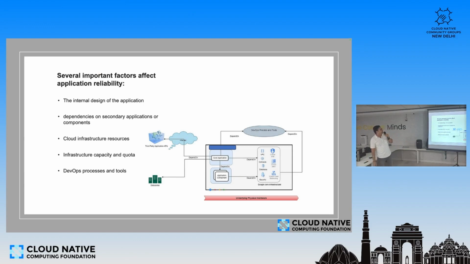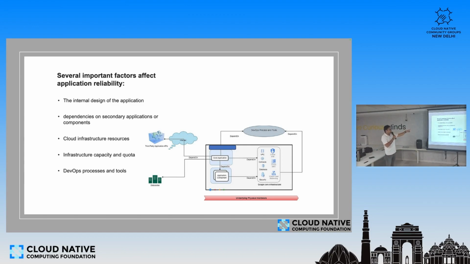Okay, these are the several factors that affect your application reliability. If you see here, there is a core application which is in the cloud, and there is some dependent application, then cloud infrastructure, then third-party application, and then you have the on-prem DevOps tools and all this process.